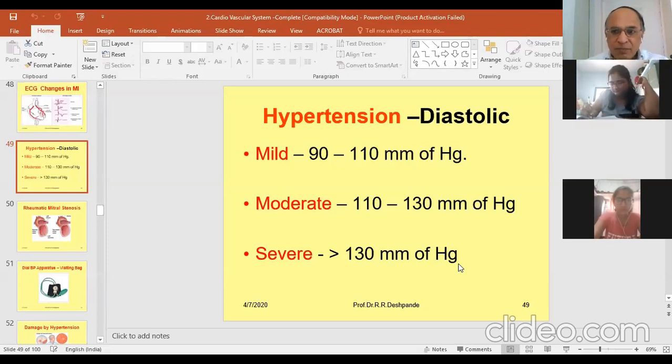On which factors is blood pressure dependent? This will be the second question. There are two important factors which are not mentioned in the slide: cardiac output and peripheral resistance. Cardiac output and peripheral resistance, your BP is dependent on. In peripheral resistance, there are four factors.